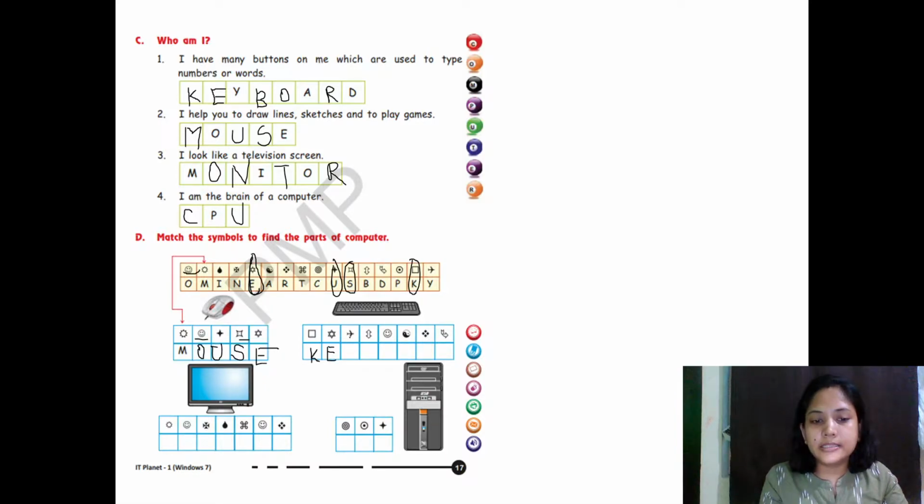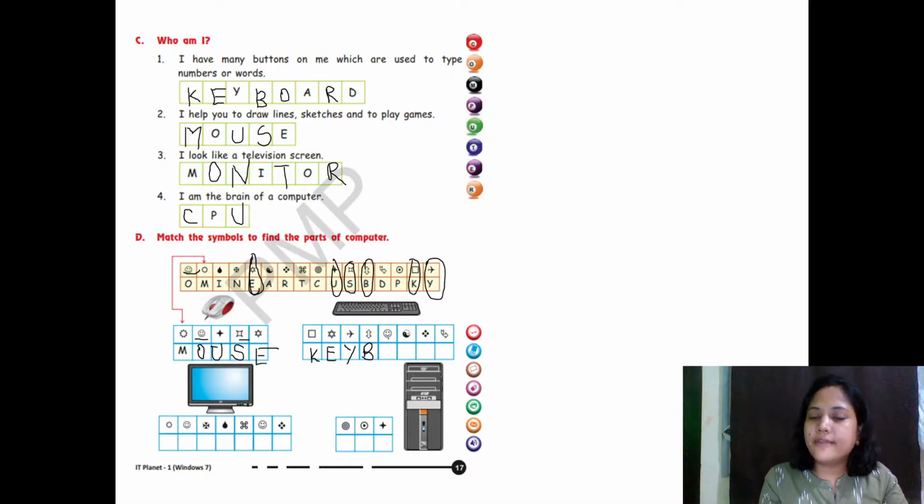Now next symbol is this flight. So what is it? Yes, it is Y. So I will write Y here. K-E-Y. Now next is this arrow. So what is the meaning of this arrow? It is B. Okay, so I am going to write B here.